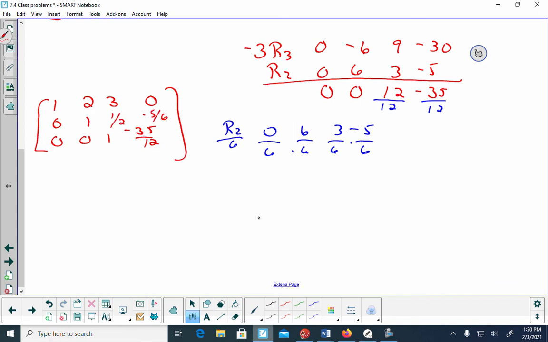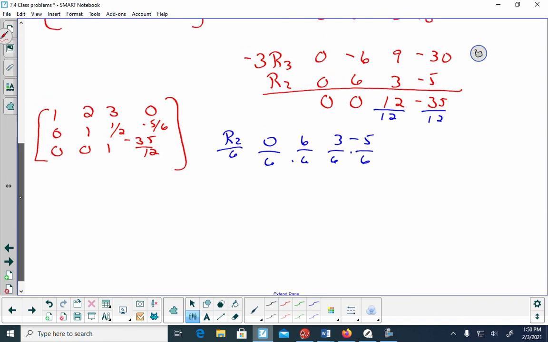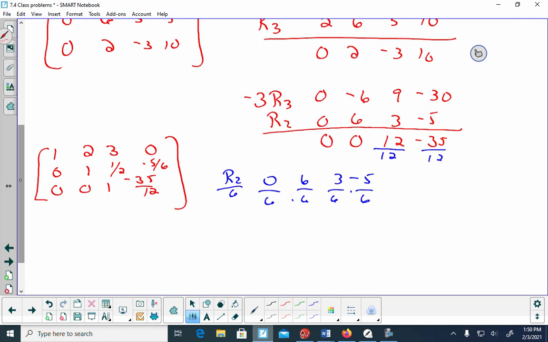And that is in row echelon form. It's not in reduced row echelon form, but it is in row echelon form. And what row echelon form does is it allows me to back substitute. I can leave it like this and call it a day. I am done. Row echelon form, just to drill this into your heads, you have this lead coefficient column of ones.